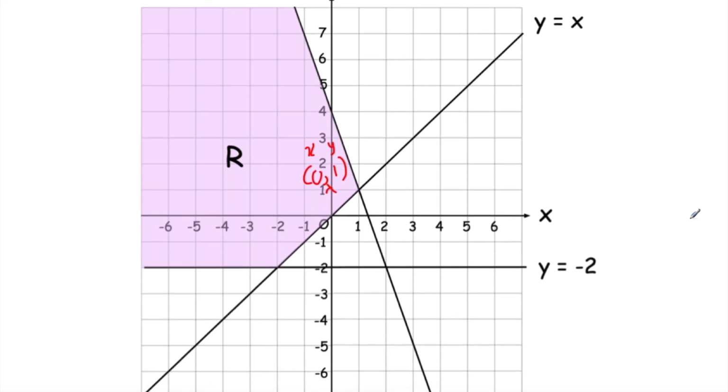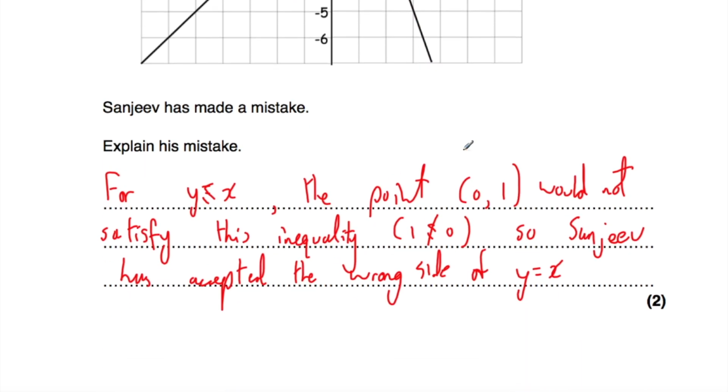So the region that he should have shaded was above that line of y equals -2. It is on the left hand side of that diagonal line, and it should be below this line, so it should have been this region here, not this region here, and that's it. But as we've explained, he's shaded in the wrong side of the line, y equals x.